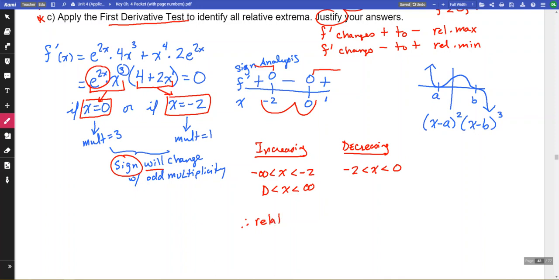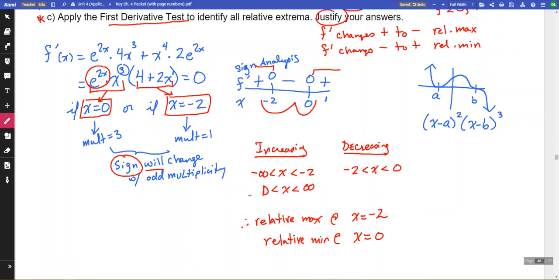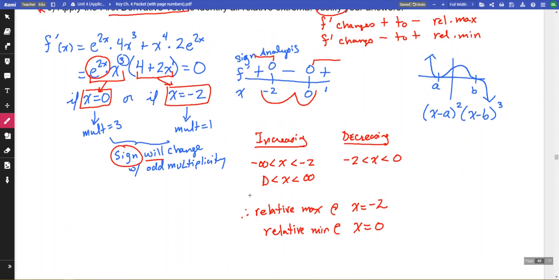Therefore, we have a relative maximum at x equals negative 2, and we have a relative minimum at x equals 0. Let's write this negative 2 a little bit more neatly so it's easier to read. And we want to identify the relative extrema, so we need the actual values.